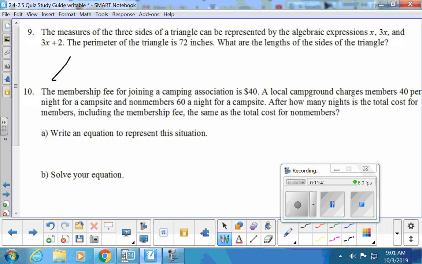The measures of 3 sides of a triangle can be represented by x, 3x, and 3x plus 2. I think there was a problem like this on the speed dating day. Remember that, speed dating day?